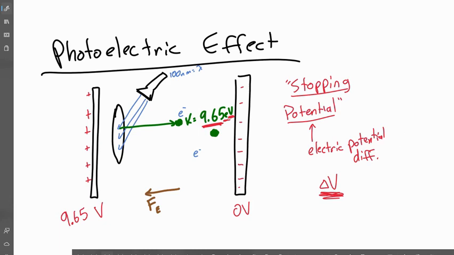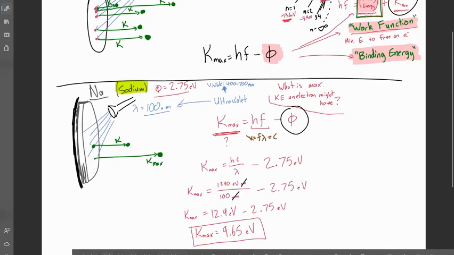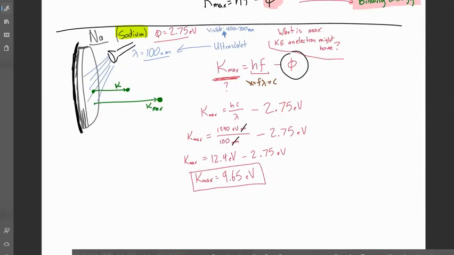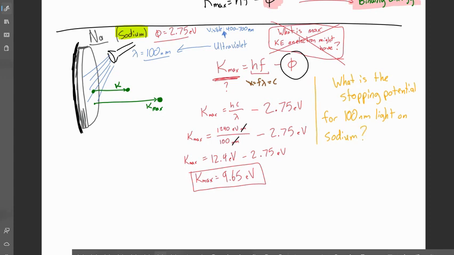So in that previous question, if instead of asking for the maximum kinetic energy an electron might have, it asked a different question, maybe it says: what is the stopping potential for 100 nanometer light on sodium? Maybe that's the question instead.